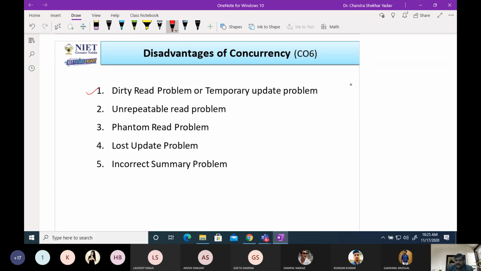Now first one is dirty read problem. Suppose there are two transactions T1 and T2.